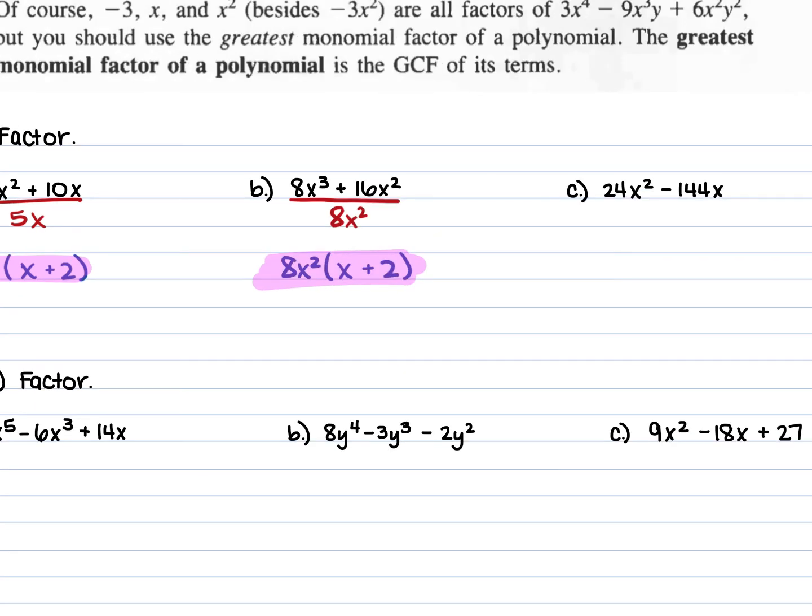For example C, we have 24x squared minus 144x. Your greatest common factor between those two terms is 24x. We factor that 24x out, so it goes out front of a set of parentheses, and what's left over stays inside. You have x minus 6 left over, so 24x times x minus 6 is simplified.